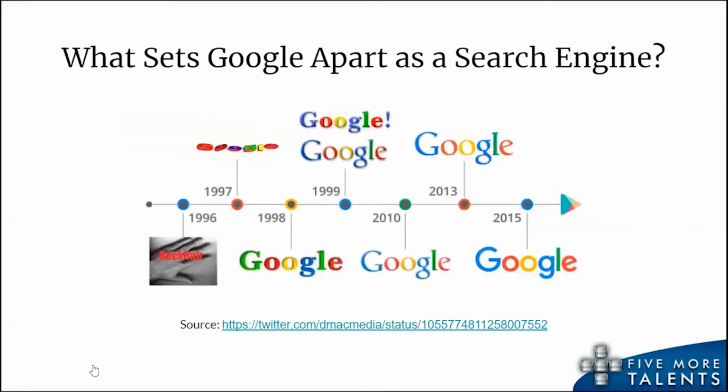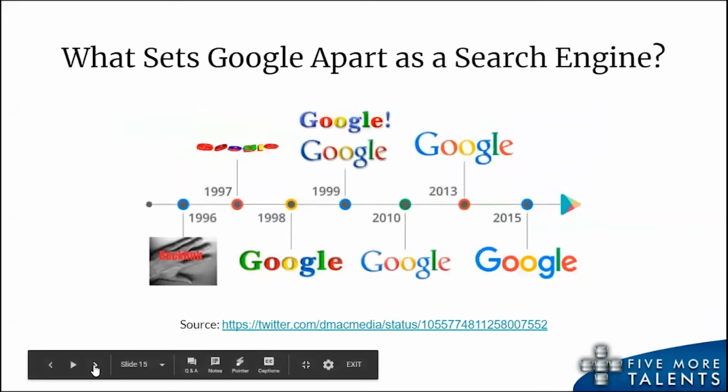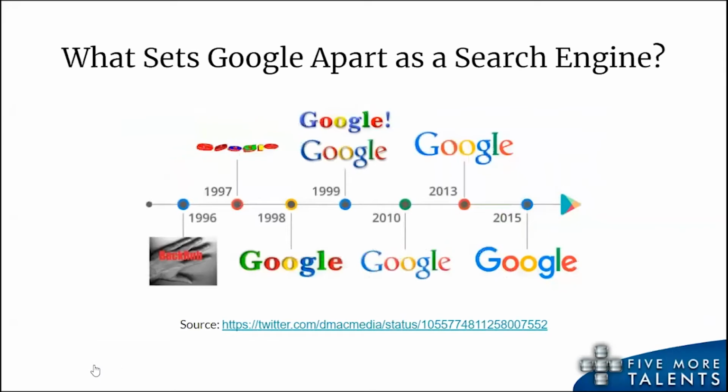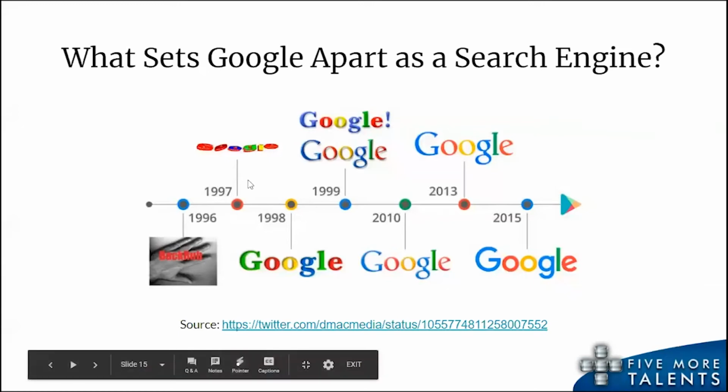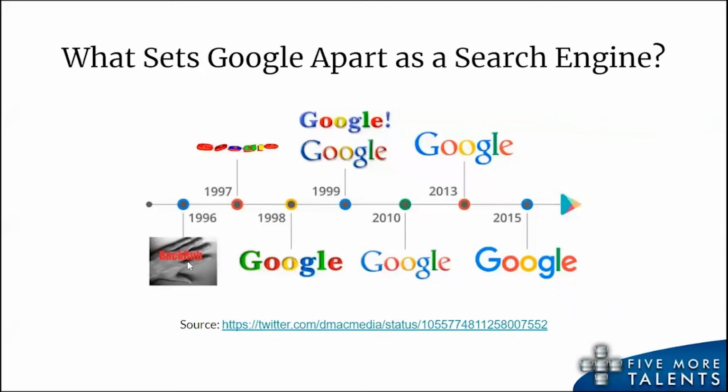Now, of course, at this point, for better or for worse, Google is the main search engine that just about everyone seems to use. Now, I'm sure many of you can remember back in 1993 or whatever, there were other search engines like Alta Vista and Lycos and Yahoo that people would use a lot. What sets Google apart? Well, back in 1996, it was actually called Backrub.